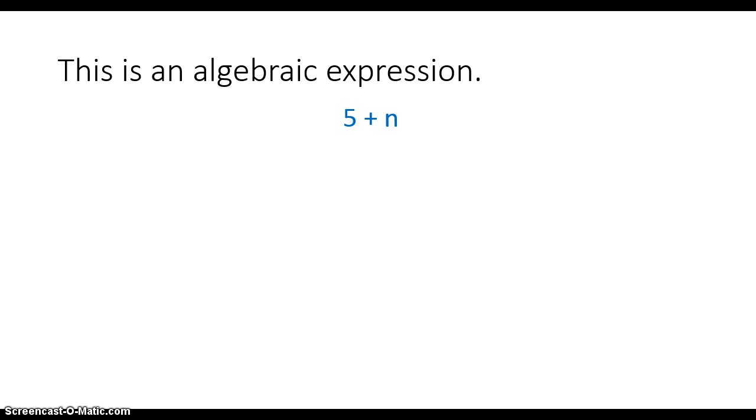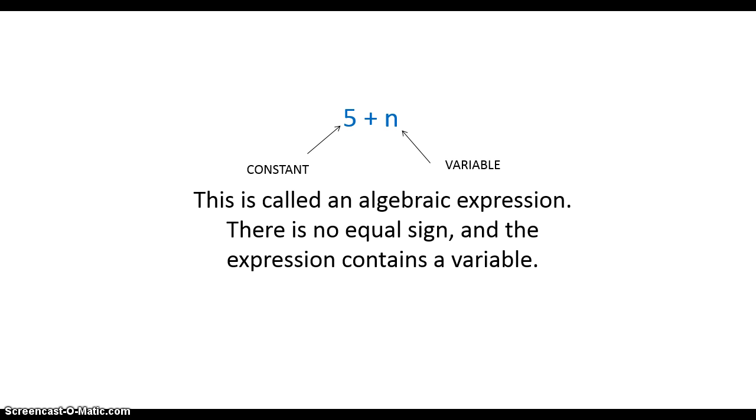Here I have an algebraic expression, 5 plus n. It's an algebraic expression because it has at least one variable. In this algebraic expression, I have the number 5, which is not a coefficient because it's not being multiplied by n. It's being added. And if I have a number that's being added or subtracted to or from the variable, it's called the constant. It's not going to change.